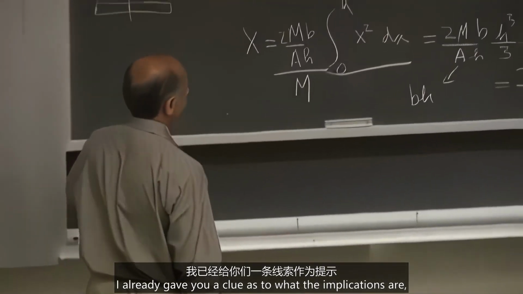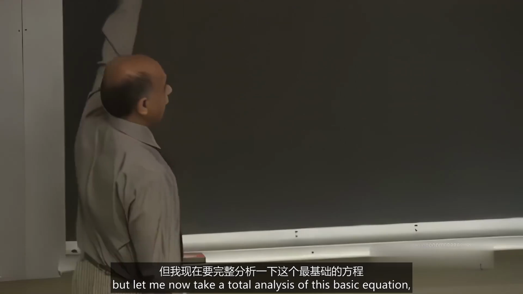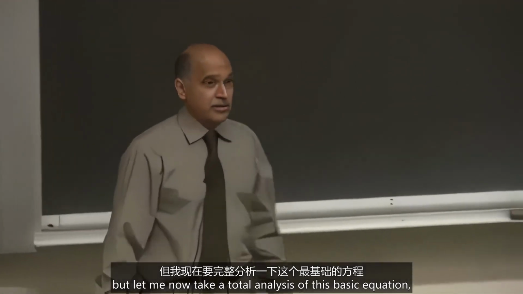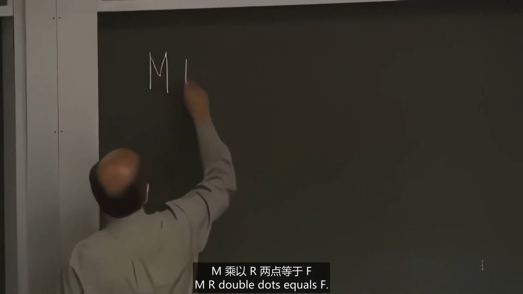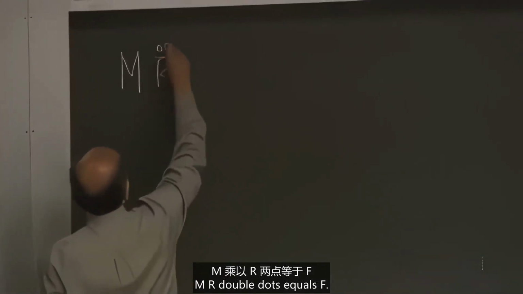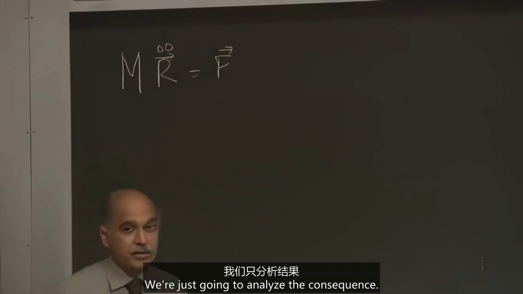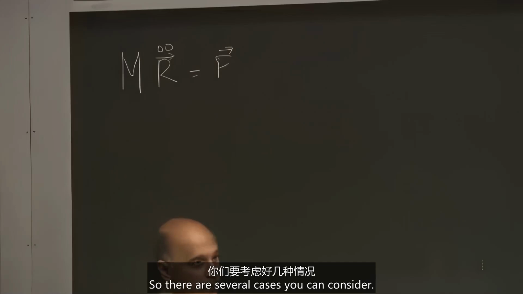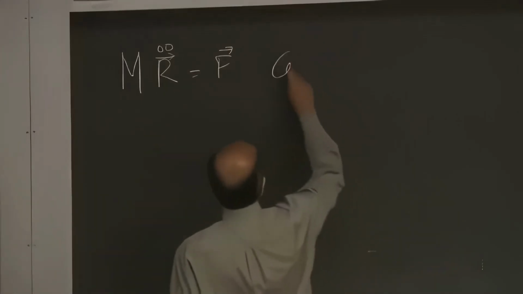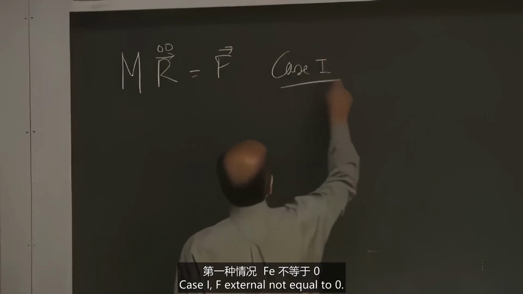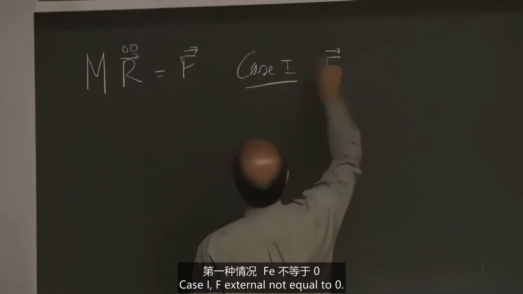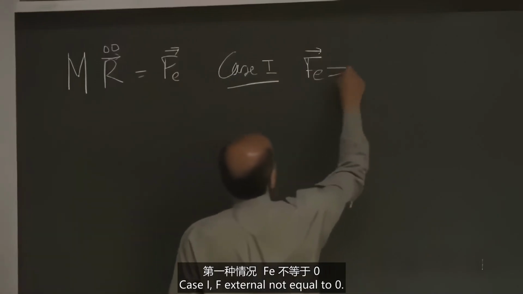I already gave you a clue as to what the implications are, but let me now take a thorough analysis of this basic equation, m r double dot equals F. We're just going to analyze the consequence. So there are several cases you can consider. Case 1 is F external not equal to 0.